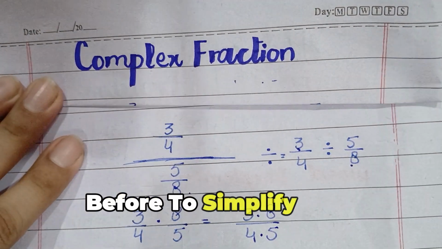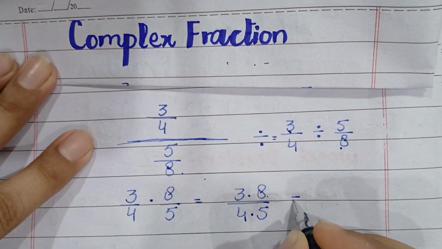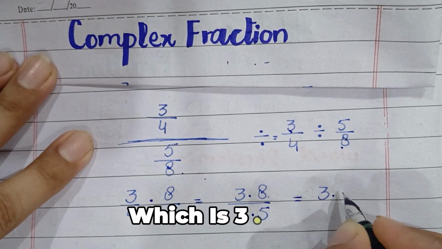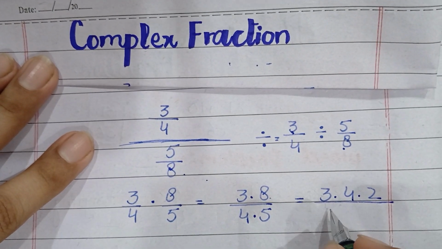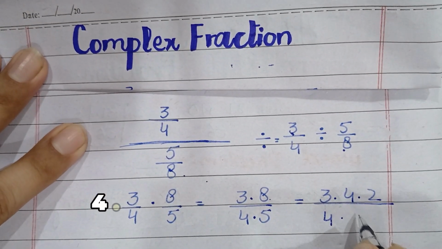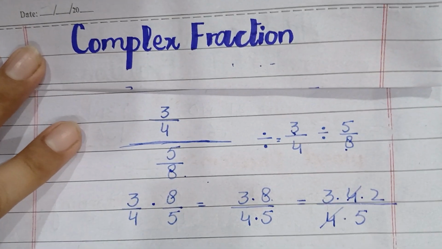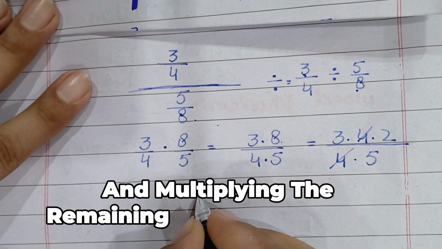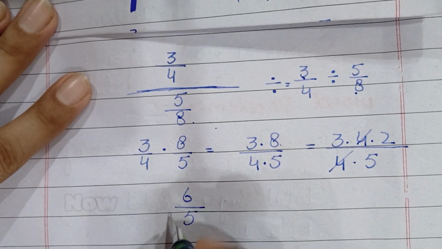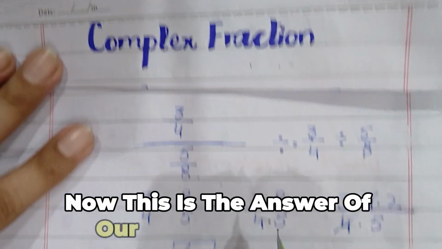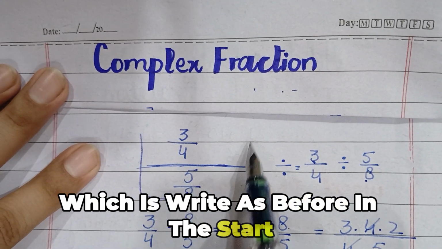Before simplifying, we take the common factor of 8, which is 4 times 2, so it is 3 times 4 times 2 over 4 times 5. Now remove the common factor, which is 4, and multiply the remaining: 3 times 2 is 6, over 5. Now this is the answer of our complex fraction.